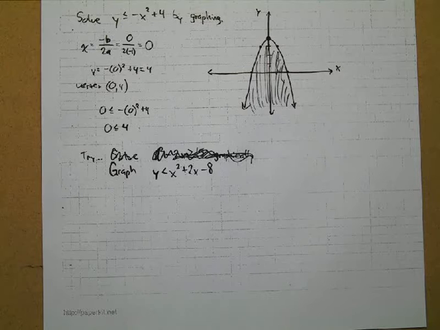Give it a try here. Graph that y is less than x squared plus 2x minus 8. Okay, so I want to find that vertex first. You can use x equals negative b over 2a. Lower this down so you guys can still see the previous example.